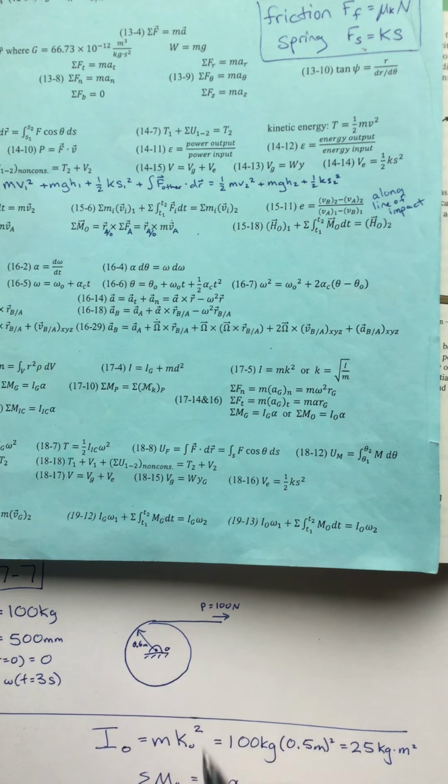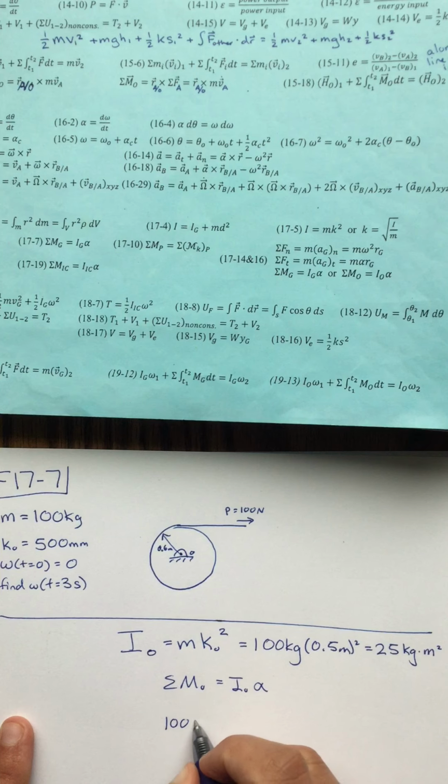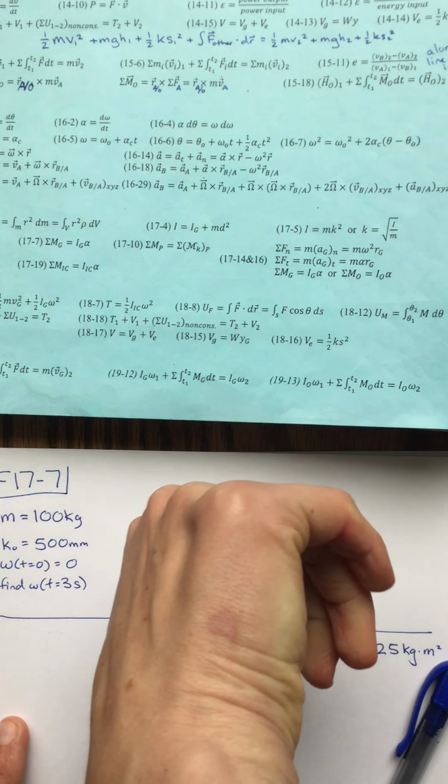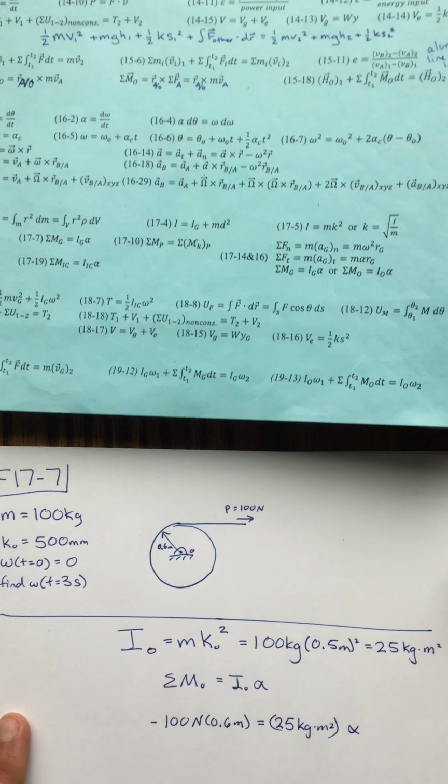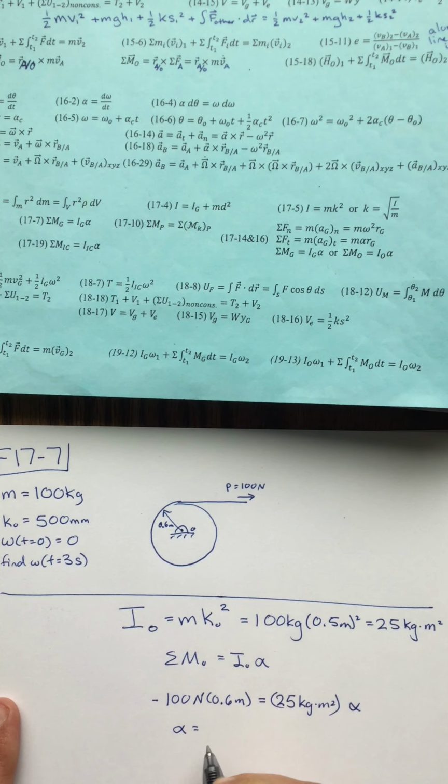O here. So the sum of the moments is equal to that 100 Newton force times the 0.6 meters, but that causes rotation in the negative k-hat direction. So this is negative, and this is equal to the moment of inertia about point O times the angular acceleration. So I can solve this for the angular acceleration, and I get 100 times 0.6 is 60, so that's negative 60 newtons times meters divided by 25 kilograms times meters squared.